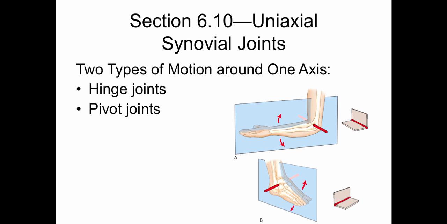Now let's discuss the types of synovial joints. A uniaxial synovial joint has 2 types of motion around one axis. Examples of these are hinge joints and pivot joints. A hinge joint is also known as a ginglymus joint, and a pivot joint is also known as a trochoid joint. These are both examples of uniaxial synovial hinge joints.